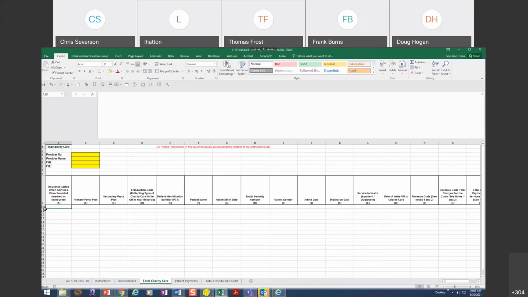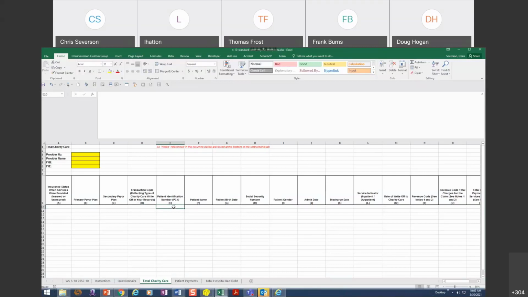I'm not sure. But anyways, so the insurance status and then the primary and secondary payer plans. So then we get to the transaction code. Now this might be specific to your facility. It probably will be specific to your facility. It's what type of charity care write-off are you including? So what we're going to need here is a legend showing how you've written that charity care off or why you've written that charity care off. So that would be specific to your facility. We need to see a legend as to what these codes really mean.